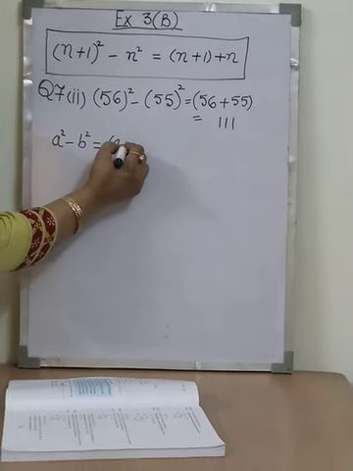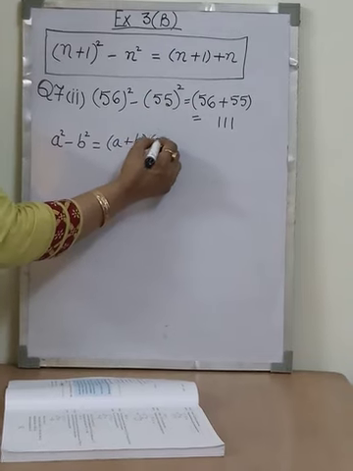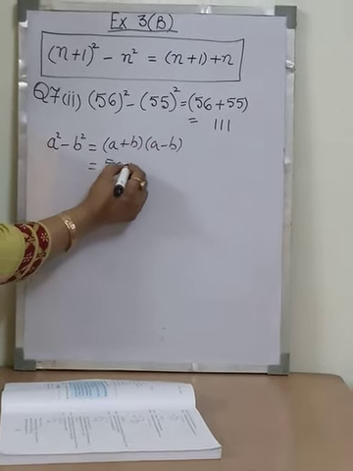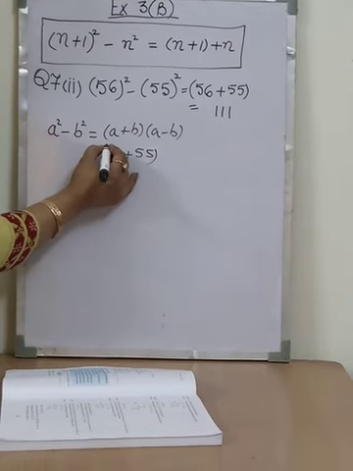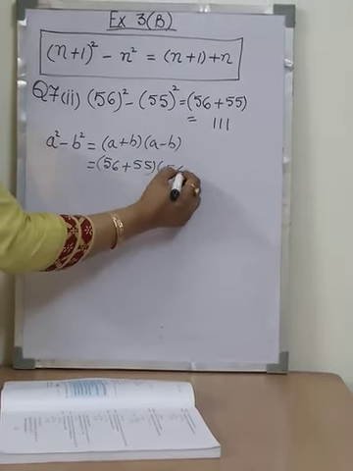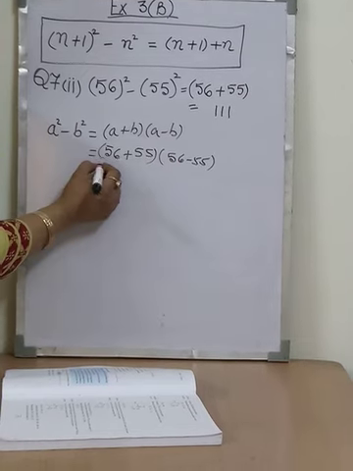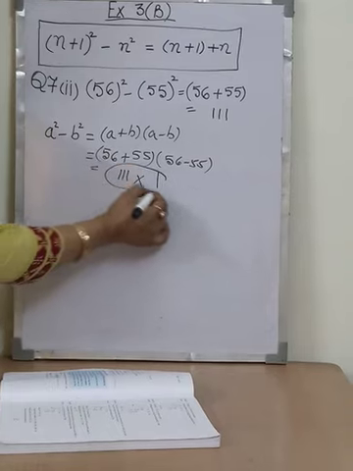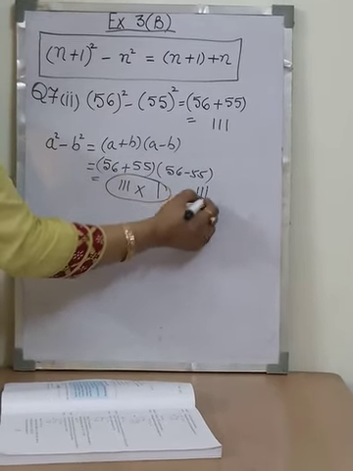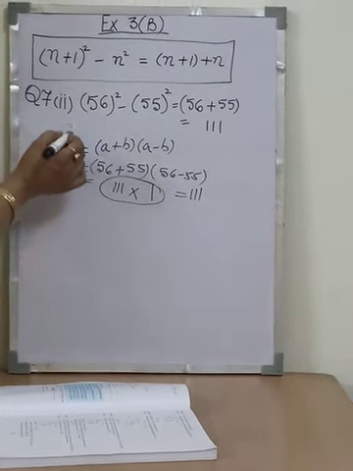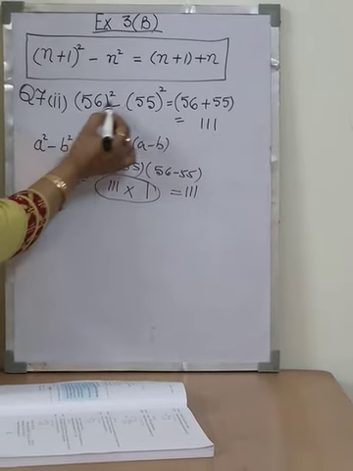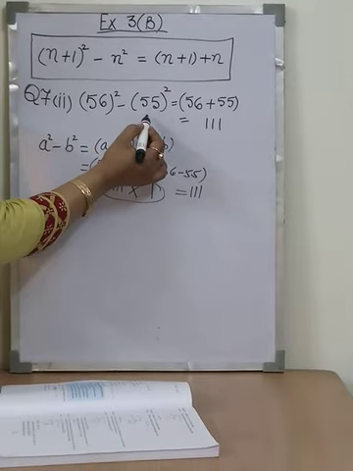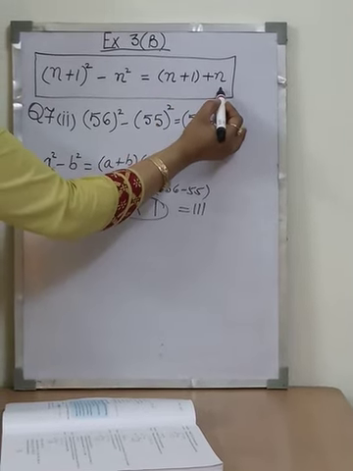I explained you it is based on the identity a square minus b square, which we write as a plus b and a minus b. If we apply this, we get 56 plus 55 and 56 minus 55. As the difference of two consecutive numbers is 1, therefore it becomes 111. So whenever we are finding the difference of the squares of two consecutive numbers, that is equal to their sum.